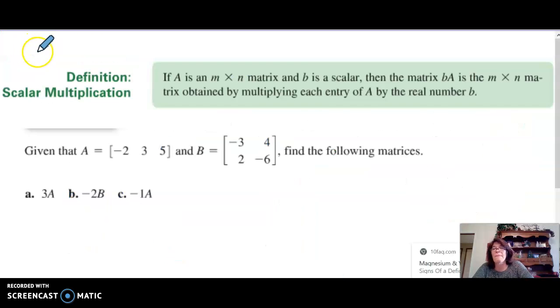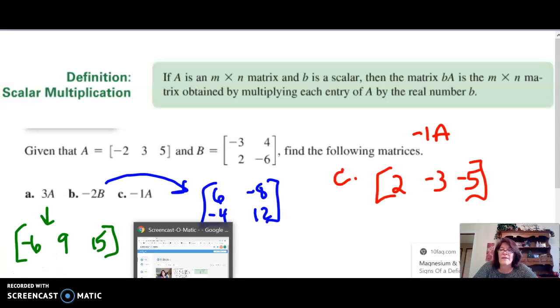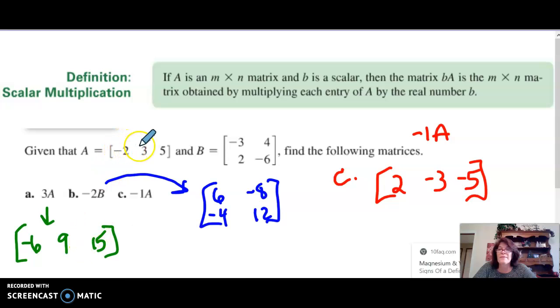All right? Scalar multiplication is when you just multiply a number by the entire matrix, okay? I'm going to pause it and show you the answers because we're about out of time. This is my last slide, okay? All right, try it anyway. Guys, 15 seconds left. 3A, I took 3 times everything in A. -2B, I took -2 times everything in B.